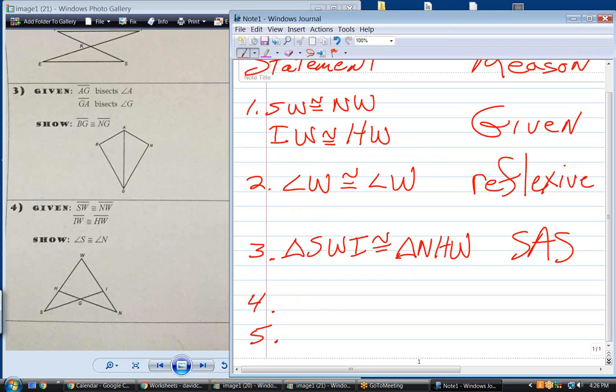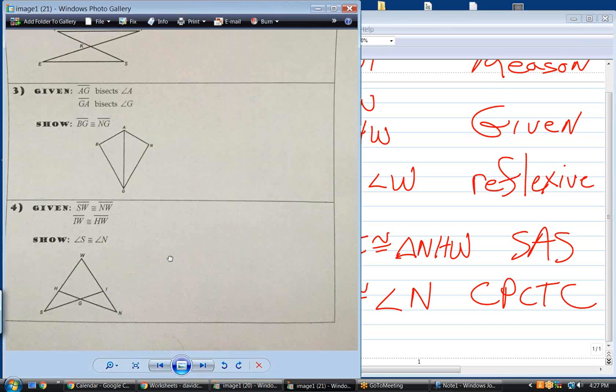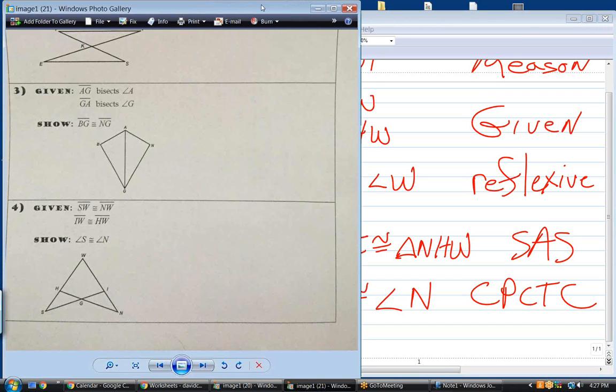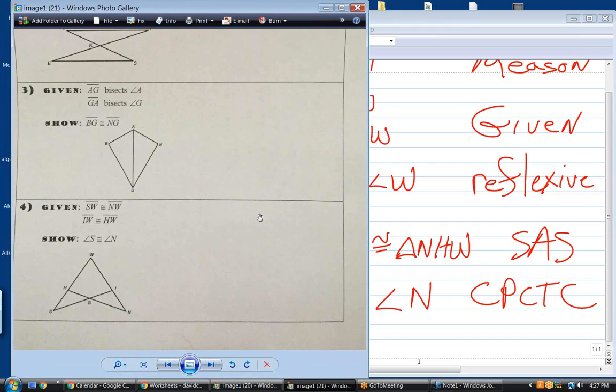And why is angle S equal to angle N, which they never really told us? That was not a given. What is that? CPCTC. Yes. Corresponding parts means angles and lines. That's pretty good. It seemed to me the only problem you really had was going in the right order.